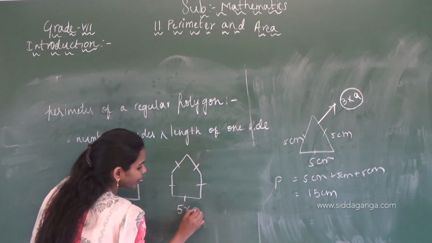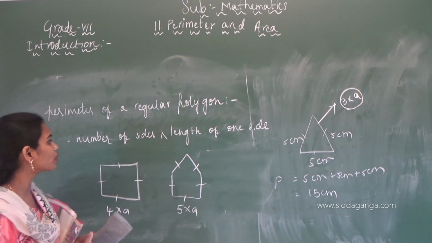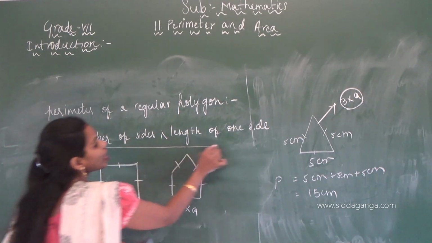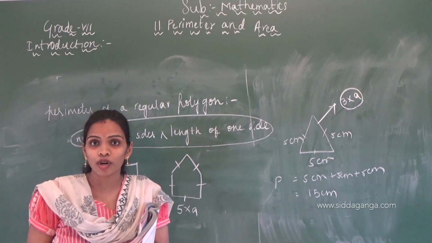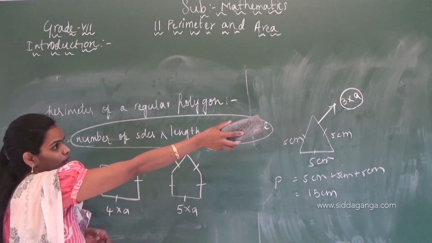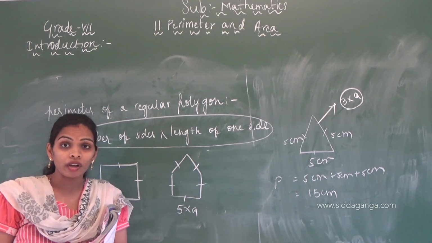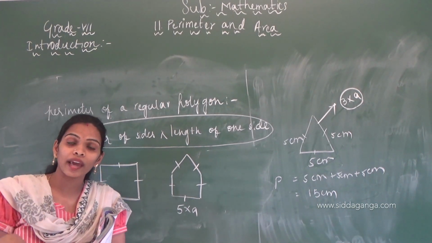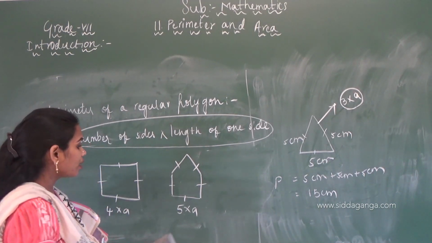In the case of a pentagon, 5 into A. For a regular hexagon also, we can use this formula, that is, number of sides into length of one side. 3 into A there, 4 into A here, 5 into A, and for a 100 sided polygon, 100 into A. According to the situation, we can use the formula.